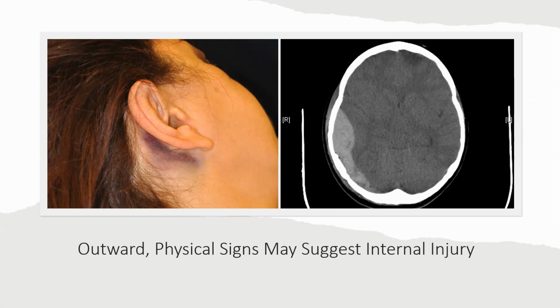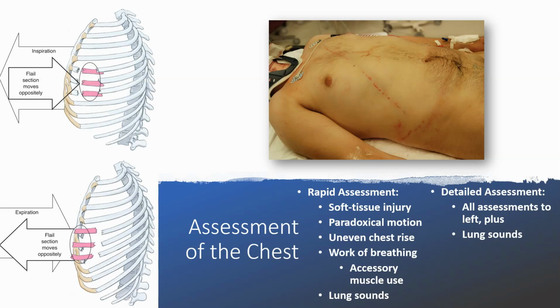Outward physical signs may suggest internal injury. So looking at this here, Battle sign, right, that is going to be the bruising behind the ear, and that would more than likely be indicative of some type of trauma with internal bleeding. Now, I will tell you that it takes a long time for Battle sign to set in. So if you are seeing this, the head injury, the bleed is probably pretty well progressed by this point in time. And I wouldn't be surprised if the patient was already deceased or circling the drain by the time we would actually start to see these types of physical presentations.